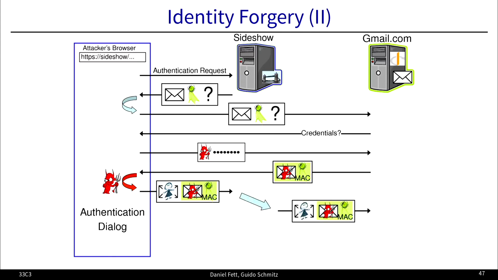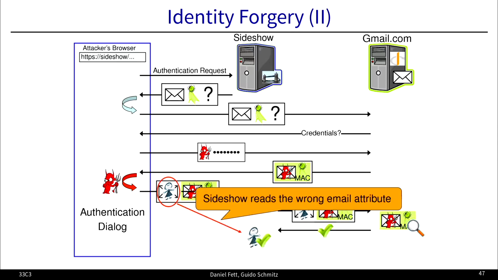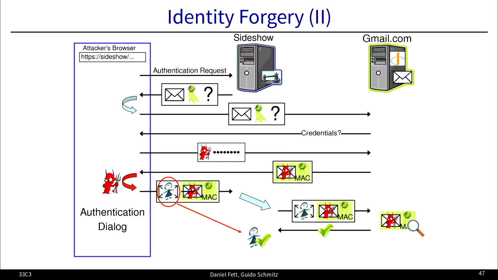The document is forwarded to Gmail. Gmail checks the signed part of the document, which is still fine. Sends back to Sideshow that everything is fine with this document, and Sideshow selects the wrong email address. Yeah, and now the attacker is signed into any user account again. Okay, so this was the second identity forgery attack. We also found another attack which is not very spectacular, and we also looked, so this was all, of course, authentication, and we also took a look at privacy.